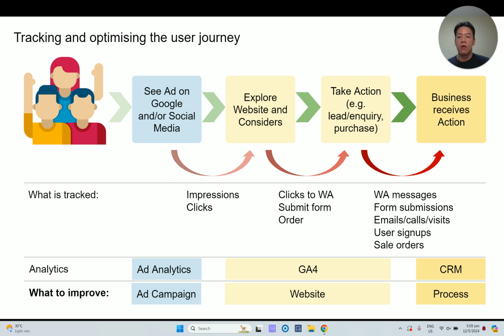Right. So the first thing is your potential users or customers will see an ad that you run, typically on Google or social media like Facebook, TikTok, Instagram, and so on. So they see the ad and they are interested in what you have to offer. All right. So they will click on the ad and then they will be brought to some destination. Most likely, in this case of the user journey that we are considering, it will be a landing page or your website itself, right? So they will be brought to your website or landing page.